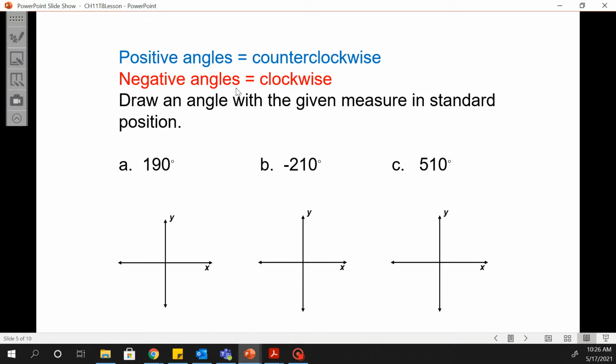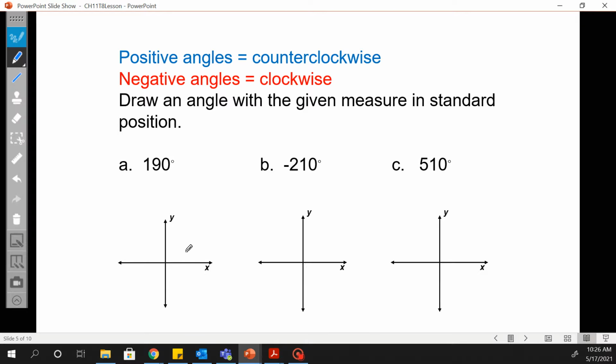When you're doing positive angles, you rotate the terminal side counterclockwise. When you're doing negative angles, you rotate the terminal side clockwise. So if we wanted to draw an angle with 190 degrees positive, remember each one of these is 90 degrees, so this is 90, 180, and 270 positive. If I wanted 190 degrees, I would start here, this would be my initial side, and I'd rotate it to about here. So that would be 190 degrees.